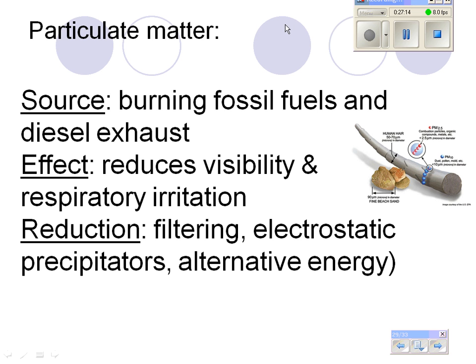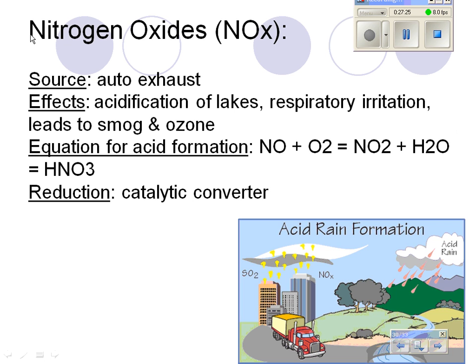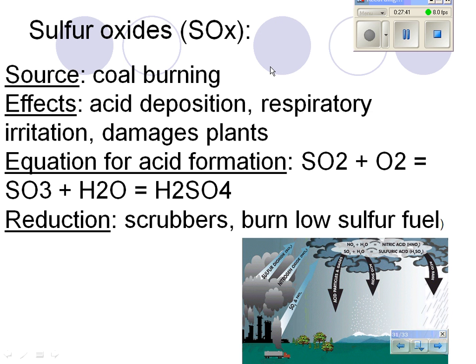And just some more information on your air pollutants. We have particulate matter. A lot of it comes from the burning of fossil fuels, some problems with it, and what we can use to reduce it. We have nitrogen oxides, again, car exhaust, which leads to acidification of lakes, formation of ozone, and the equation for acid formation. You can also see the reduction: we can use catalytic converters in our cars.